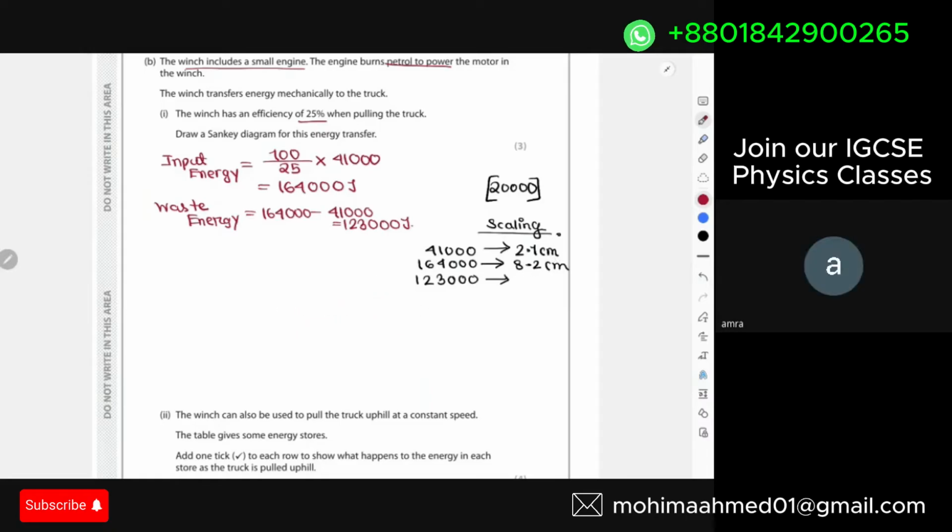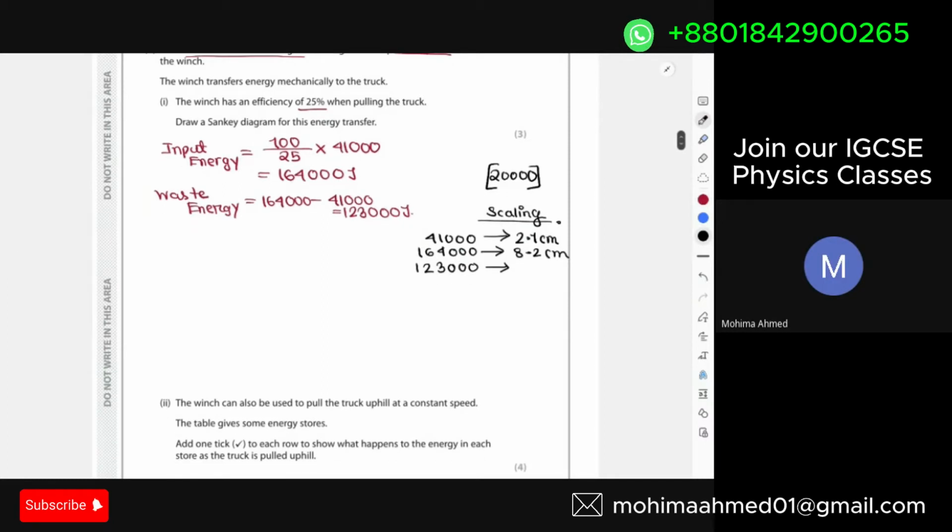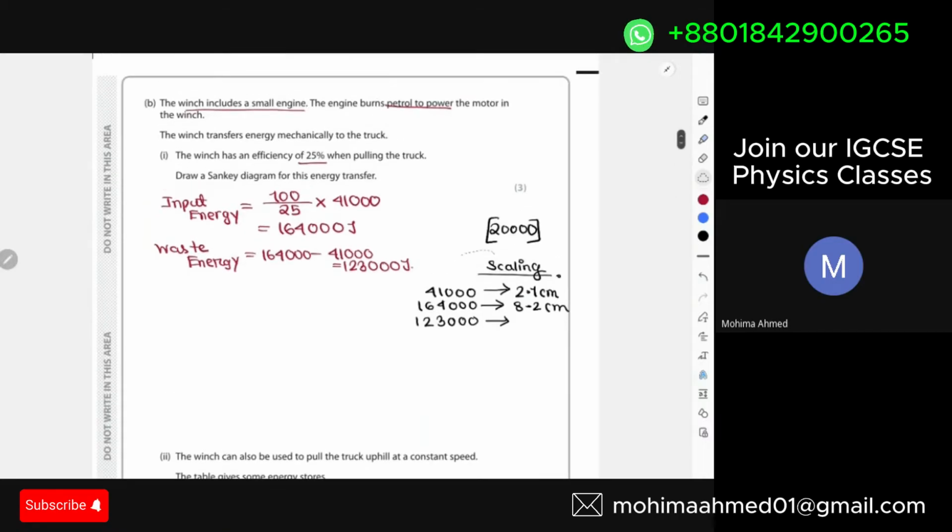So is there a range of answers for Sankey diagrams? Yes, to be honest, over here they do not have any acceptable range. They're going to match your answer, that is, whether your scaling matches with the diagram or not. You always have to obviously draw the scaling on the side of your diagram.